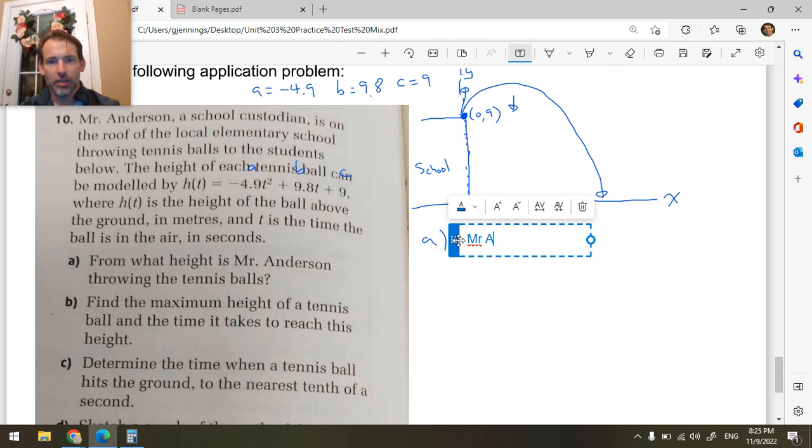Mr. A is throwing. Doesn't Mr. A sound like a better math name than Mr. Anderson? Wait, Mr. Anderson, that's Neo's name. Maybe it was Neo.